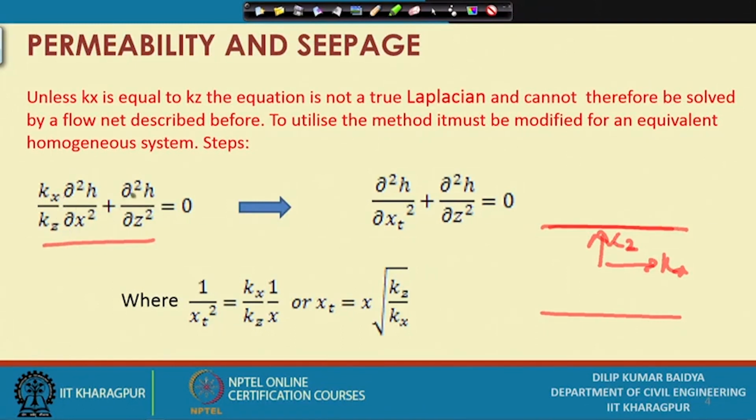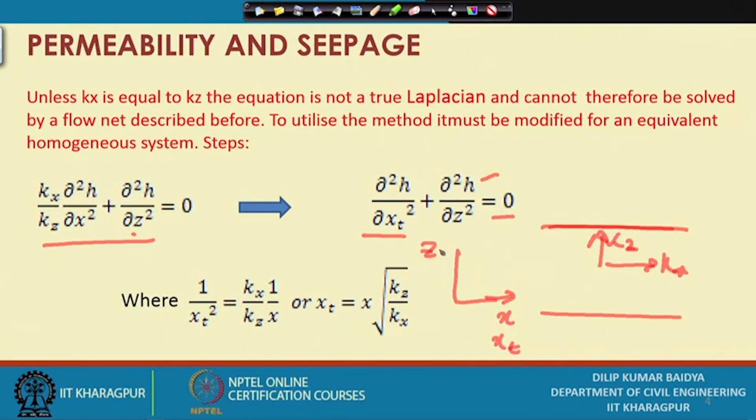So, k x by k z and k z get cancelled, k x by k z, del 2 h del x square plus del 2 h del z square I am getting here, and then this can be converted to del 2 h del x t square plus del 2 h del z square equal to 0. Now, this is actually the Laplace equation we have converted, and your coordinate axis there was x and z. Here your coordinate axis is x t, this was x and z before. Now, my equation is x t versus z.